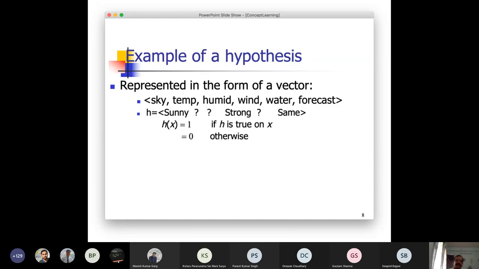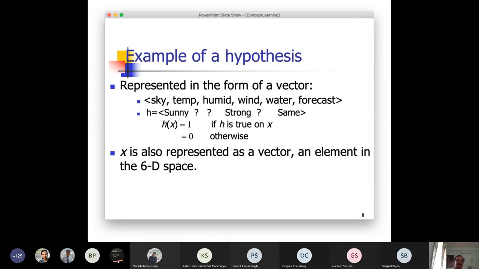You can see this hypothesis: sunny, question mark, strong. I'm reading them as question mark, which is basically don't care. Given any particular combination, you have to test whether this hypothesis is true or false based on this representation. If I go back to the table, you can get some values and see whether it is true or false. So it is represented as a vector, which is an element of the 6-dimensional space.